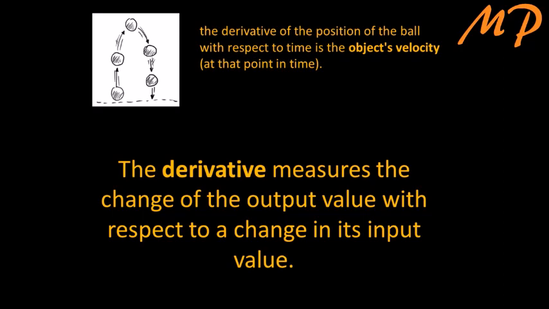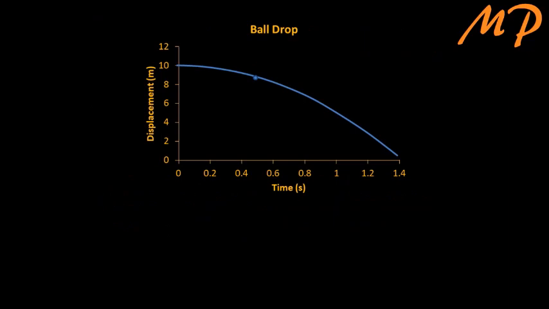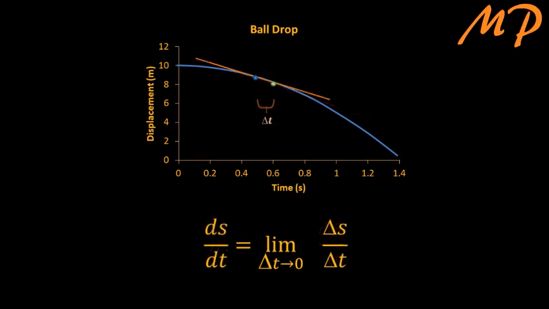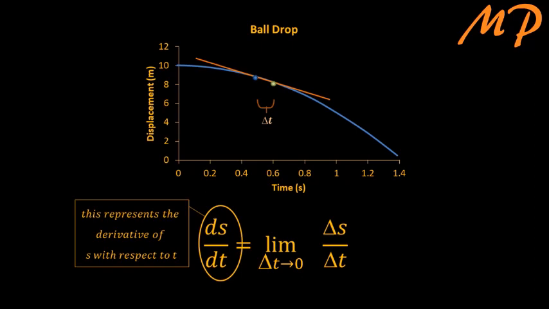In the previous video about limits, there was a graph representing a ball being dropped. We wanted to know the speed of the ball at time 0.5, and we found out that the speed was 4.905 meters per second. We did this by making a secant line, and bringing the other point as close as possible to the blue point. To find the tangent at the blue point, we find the gradient of the secant line, and then bring delta t close to 0. We can represent the tangent line at the blue point like this. This represents the derivative of s with respect to t.